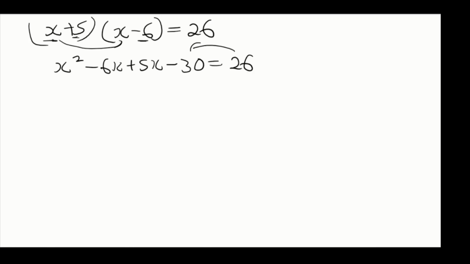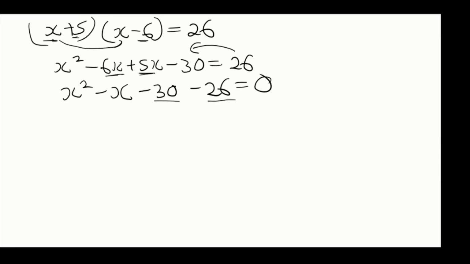So we're going to transpose the 26 to the other side. We have x squared, and the like terms, we add them together, we have minus x, and then minus 30 minus 26 equals 0. So you add this minus 30 and this minus 26, and we have x squared minus x minus 56 equals 0.